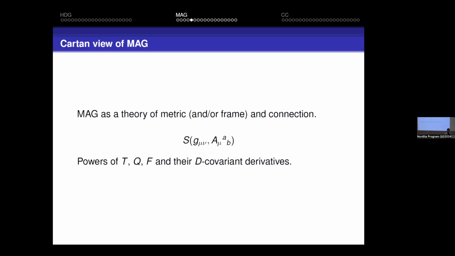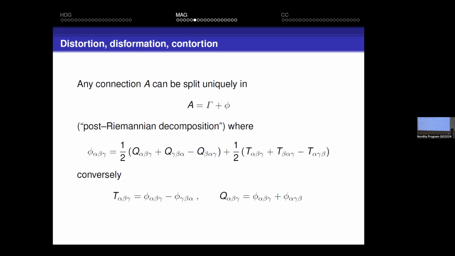So as a theory of the metric and connection, you can write the action, and it's going to be an integral of powers of torsion, non-metricity, curvature, and covariant derivatives. So I call this the Cartan way of looking at the theory. The variables are A and g, and this is the action. But when you have an independent connection A, you also always have the Levi-Civita connection because the metric is there and you can construct the Levi-Civita from it.